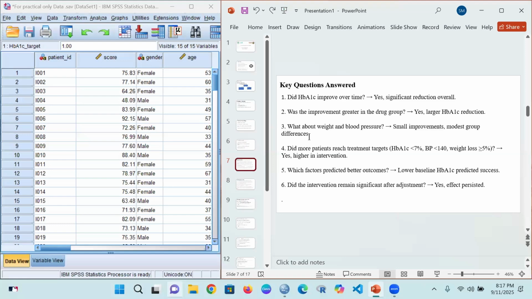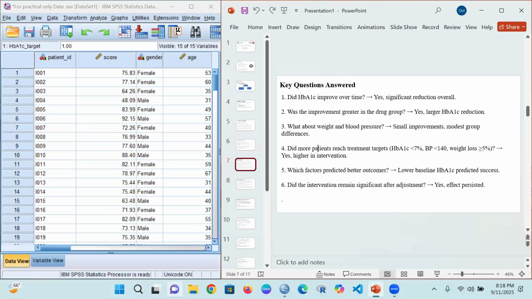So from our analysis, we have answered this question: did the HbA1c improve over time? Yes, the HbA1c improved over time, especially in patients who are under the drug compared to patients under placebo. Was the improvement greater in the drug group? Yes, we have already concluded that. What about weight and blood pressure, whether they were controlled? We said you can run the same test we ran, the independent t-test.